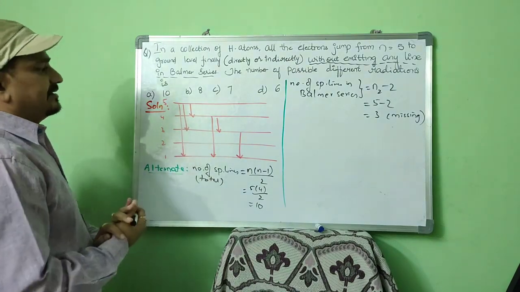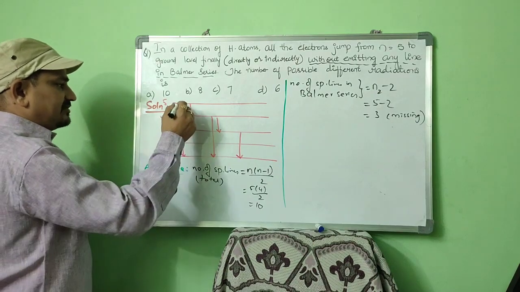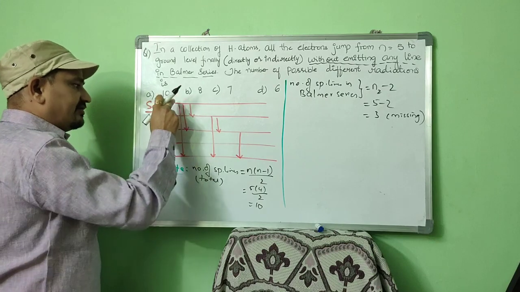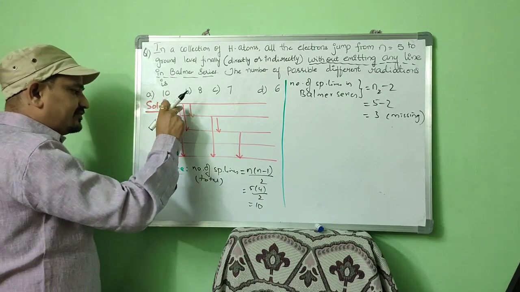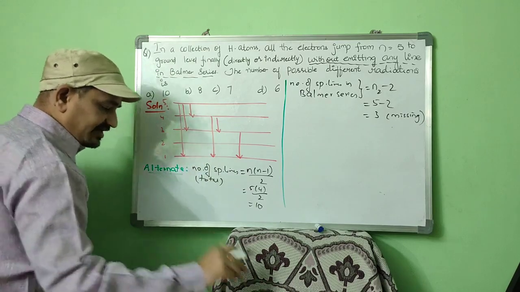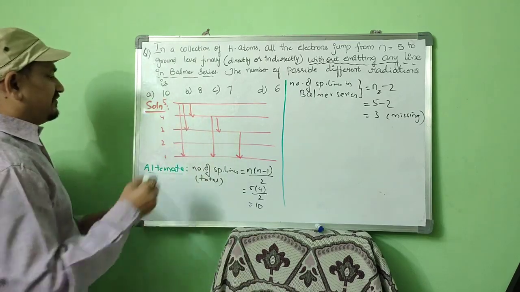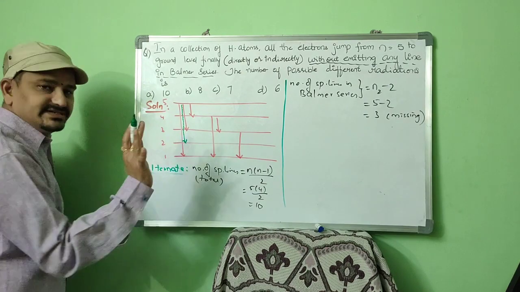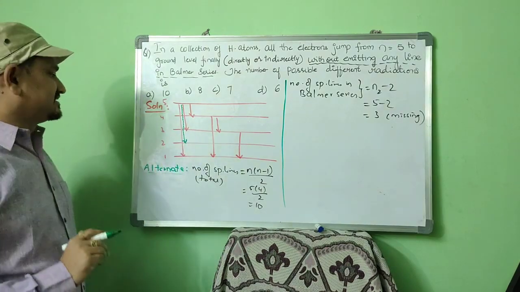See, usually when an electron jumps from the fifth orbit: 5 to 4, 5 to 3, 5 to 2, 5 to 1. That 5 to 2 is missing. So the fifth orbit to second orbit is missing here. That green line, whatever green line I am writing, is missing.